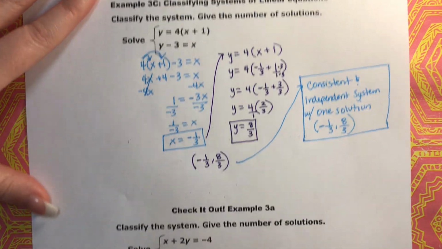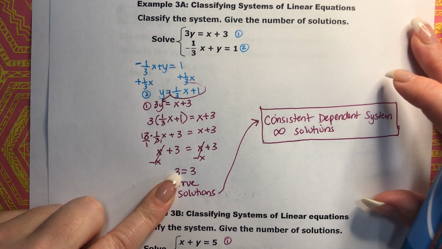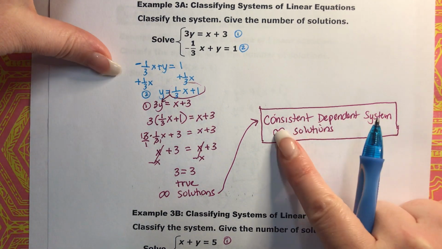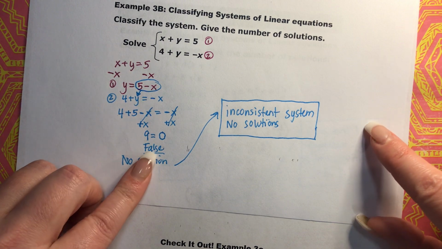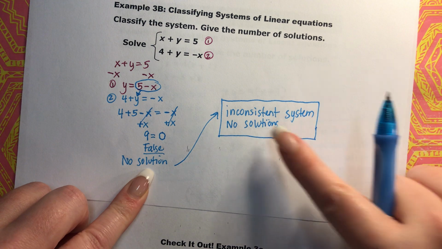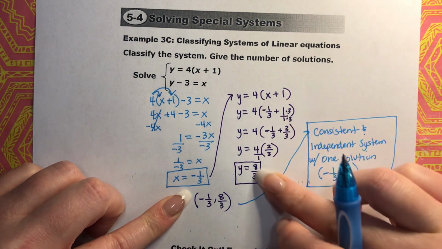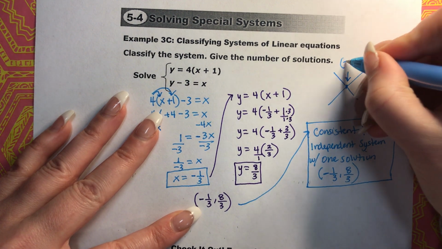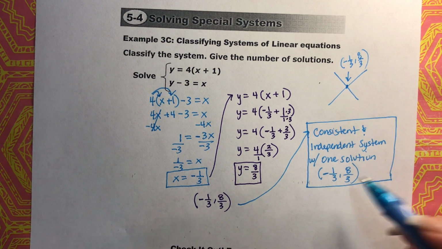Perfect. Okay. We went over 3 different examples, right? One was when the variables canceled out and we were left with a true statement. So we knew that was infinite solutions, which meant the classification was a consistent dependent system with infinite solutions. Then in the second example the variables canceled out again, but we were left with a false statement, which meant no solution. So that was an inconsistent system with no solutions. And finally, we discovered a problem where nothing canceled out. So we found the x and then we found the y, which meant there was one solution, where those 2 lines intersected, and the solution was -1/3, 8/3. So that was a consistent and independent system with one solution.